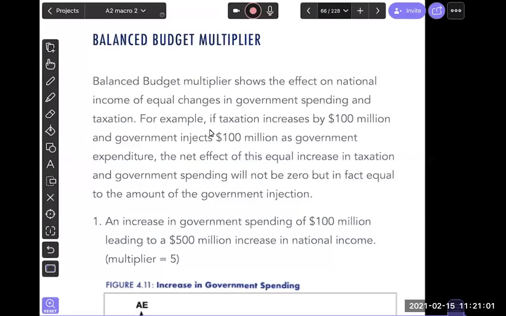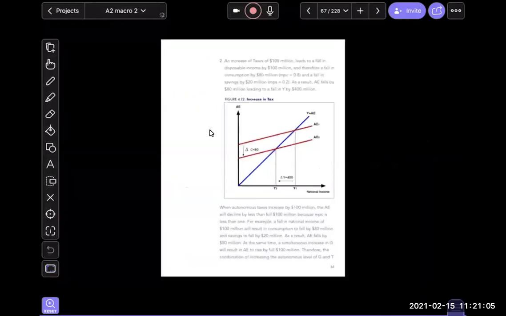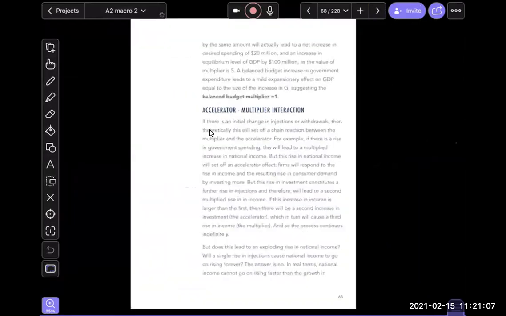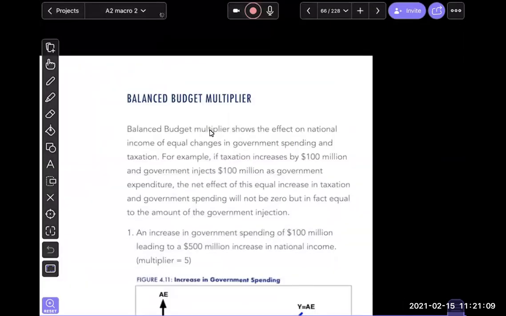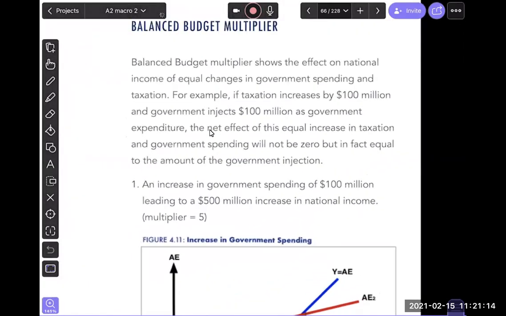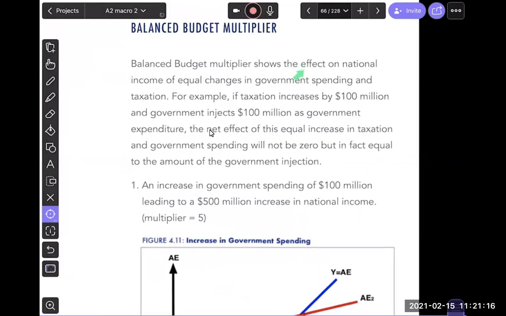Number one, we'll talk about the balanced budget multiplier today, and the second thing we'll talk about is called the accelerator multiplier interaction. So, what is the balanced budget multiplier? The balanced budget multiplier basically shows you the effect on national income when government spending and taxation change.